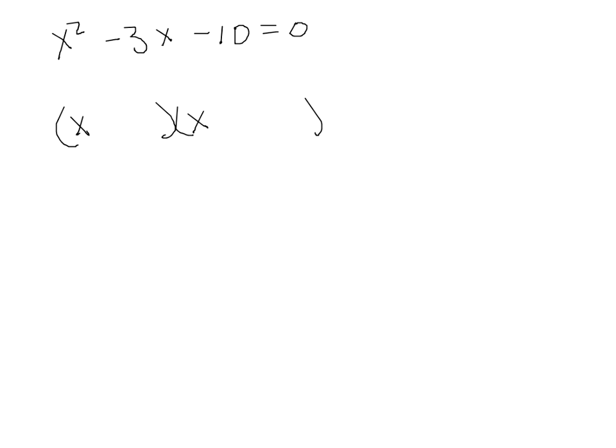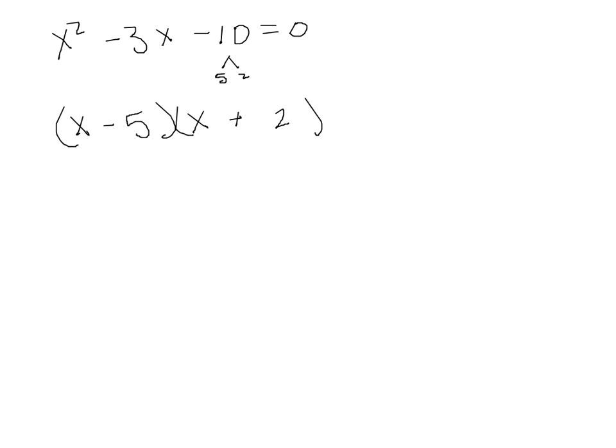And so our x squared is going to factor into an x and an x. And 10, well, it factors into 10 and 1 or 5 and 2. And the difference between 5 and 2 is 3. So this is the correct factorization, 5 and 2. Since it's negative here, the signs are different, and the larger one is negative.